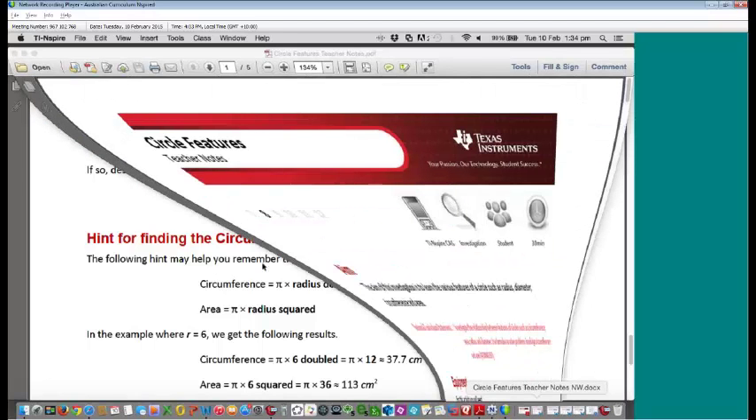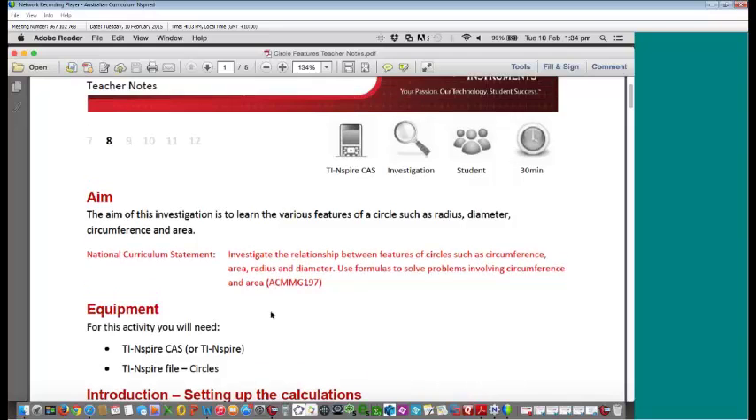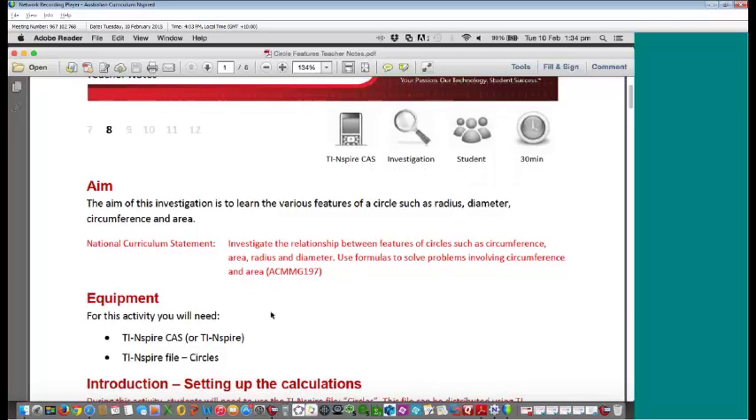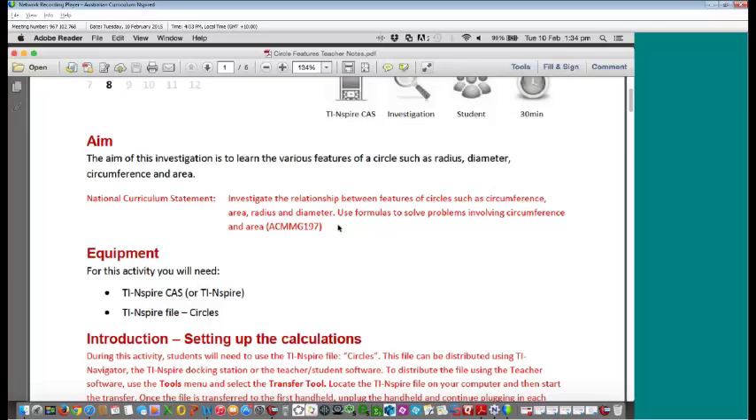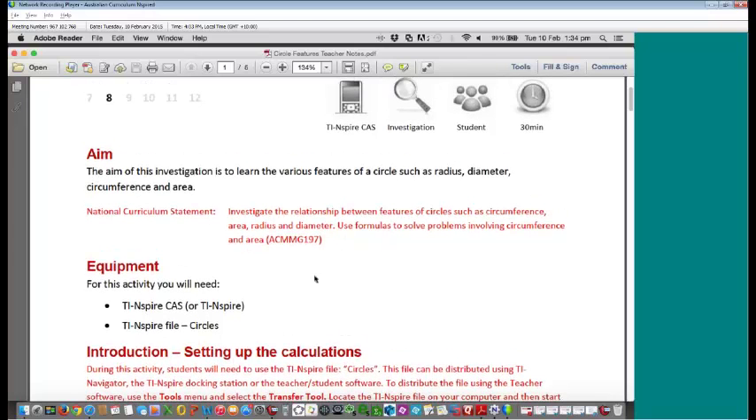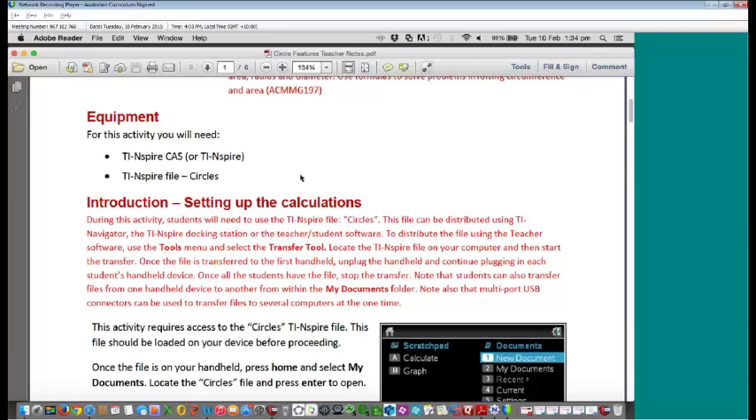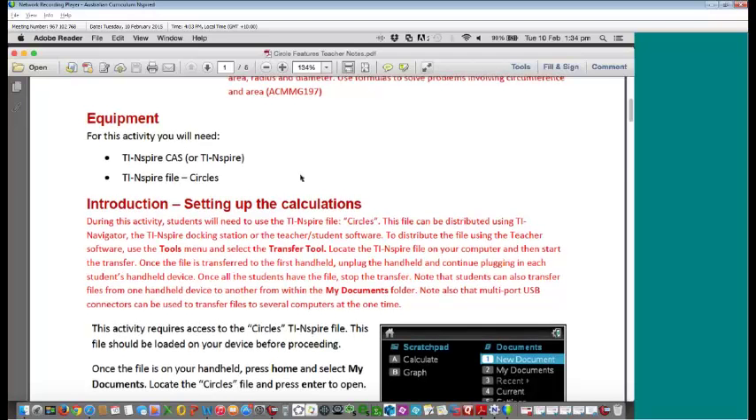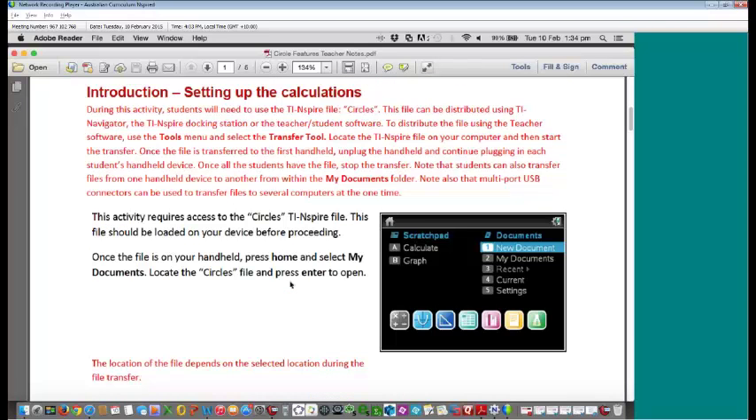So if we go in there, you'll notice that there's quite a few things that have been added, generally in red. It'll tell you exactly the national curriculum statement, so if you are expected by your head of department to give feedback to them about what you're covering. Introduction about the settings, what the students should be careful about with their setups.